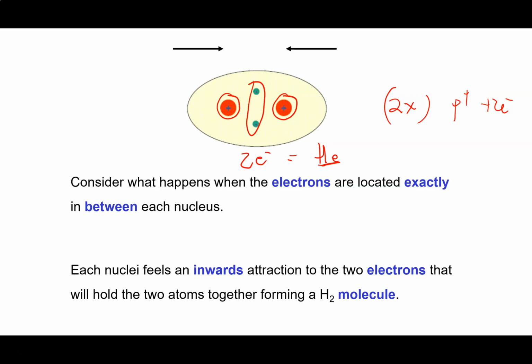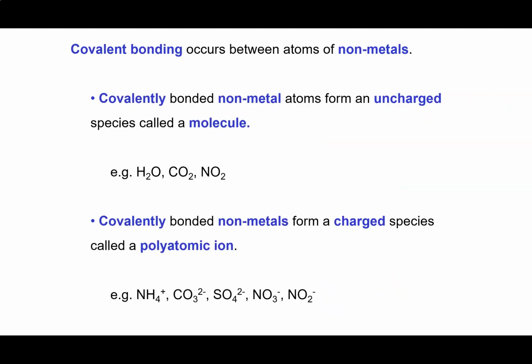As a result, in natural samples of hydrogen, we don't see individual atoms, we see H2 molecules, because when hydrogen atoms come together, they get stuck to one another in pairs. So covalent bonding always occurs between atoms of nonmetals. And when nonmetals come together and bond to one another via covalent bonding, they form an uncharged species called a molecule. Remember, we started with neutral atoms, we bring them together, whatever we end up with has to be electrically neutral.